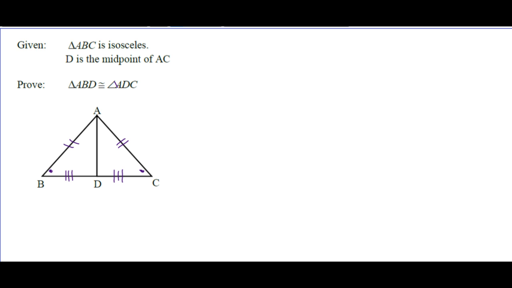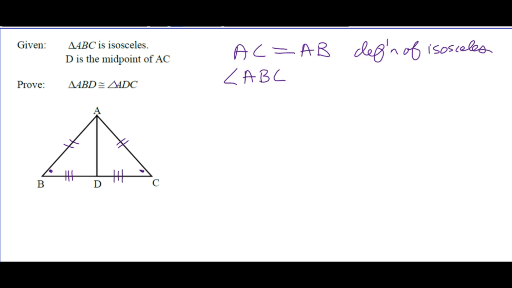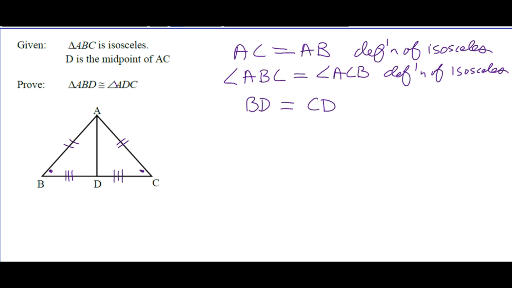Okay, so we're going to go with side angle side. So AC is equal to AB. Definition of isosceles. Angle ABC is equal to angle ACB. Definition of isosceles. The other sides, BD is equal to CD. Midpoint, definition of midpoint.